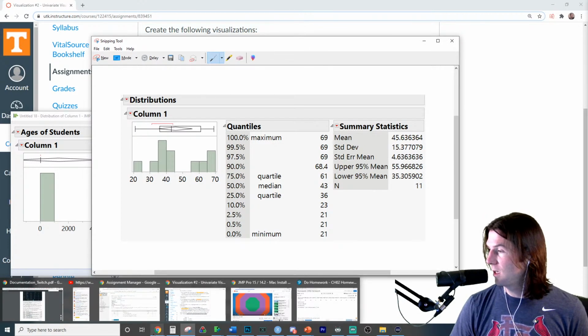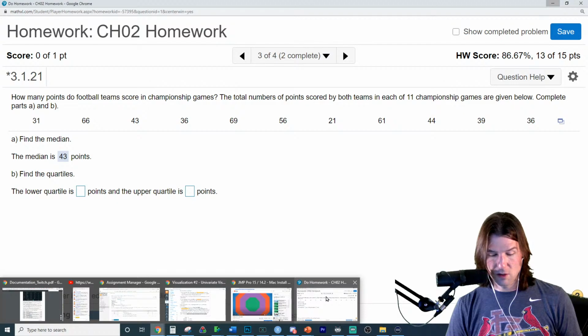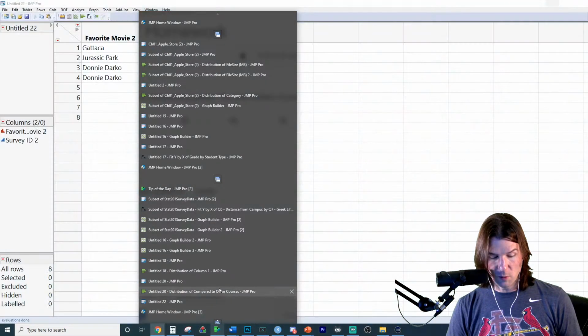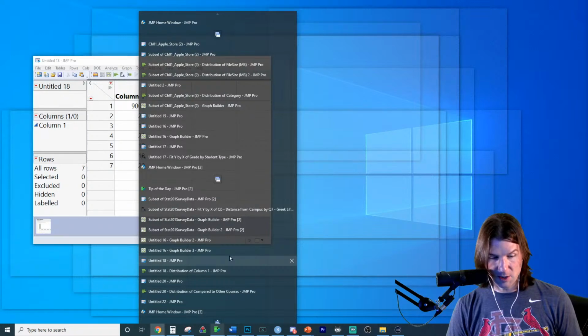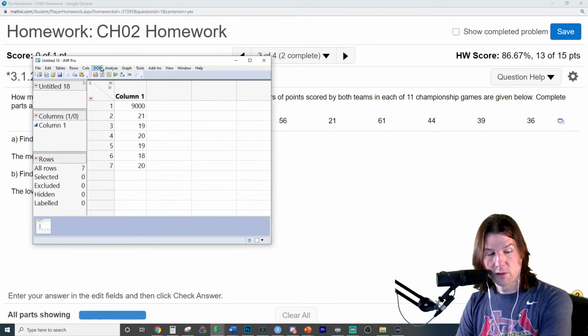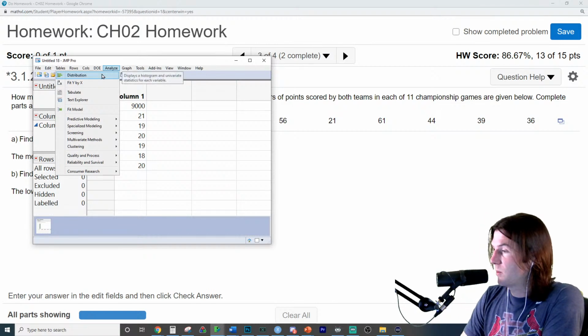Can you go over how to get the median after you paste the numbers again? Yeah, great question right there. To get the median, once you have the data inside of JMP, let me open a data sheet where I have numbers inside of it. So once you have the data inside of JMP, you're going to go here to Analyze Distribution. Does this make sense, Grace?